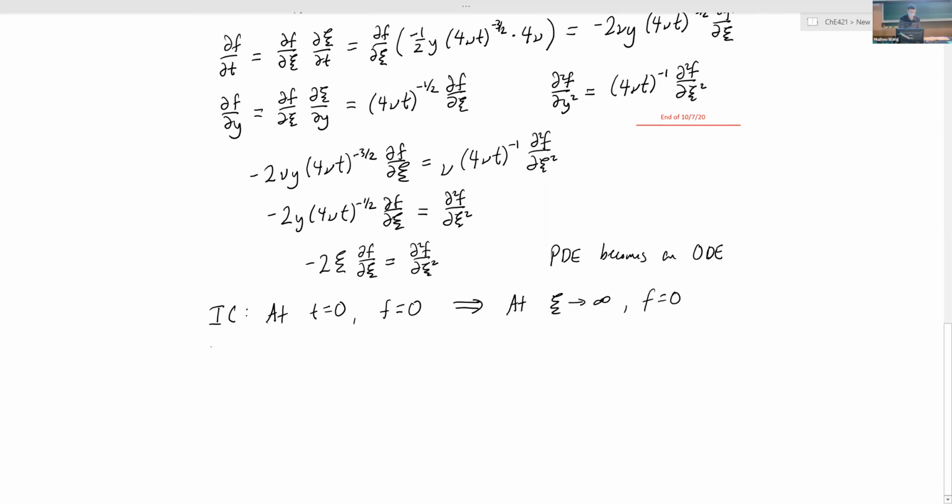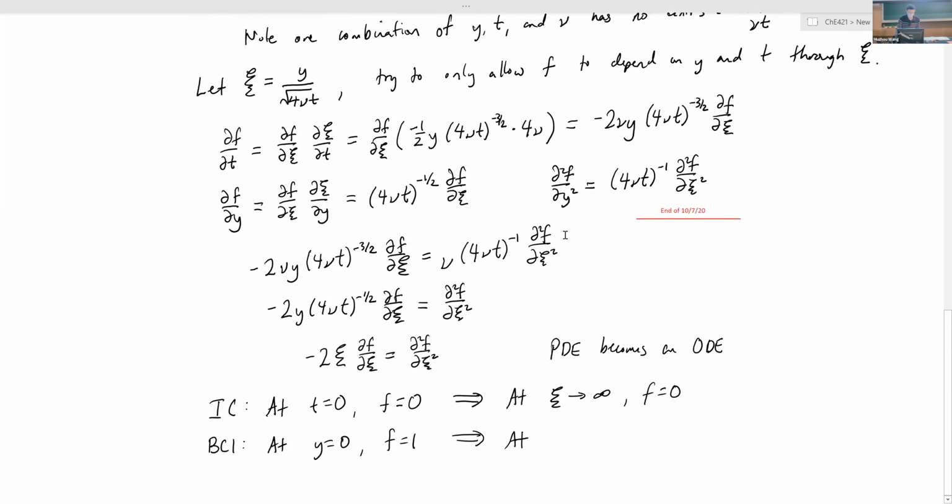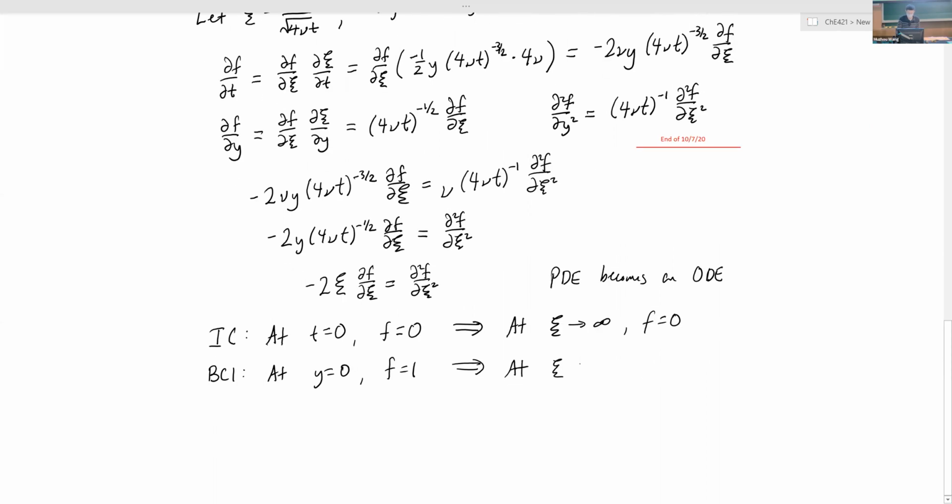We have the two boundary conditions. Boundary condition 1 was that at y equals 0, f equals 1. This is the boundary condition that the plate is moving at a speed of u. Speed of u means f equals 1, and then at the plate, y equals 0. This implies that when y is equal to 0, as you see from this definition, c is equal to 0. And so this says that at c equal to 0, f is equal to 1.